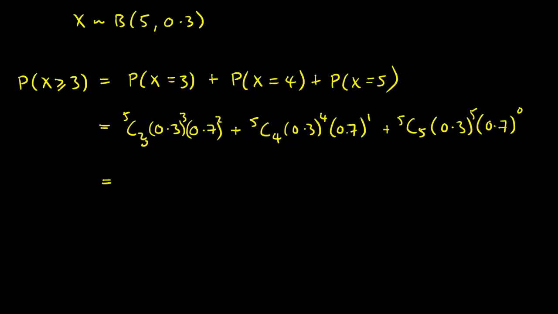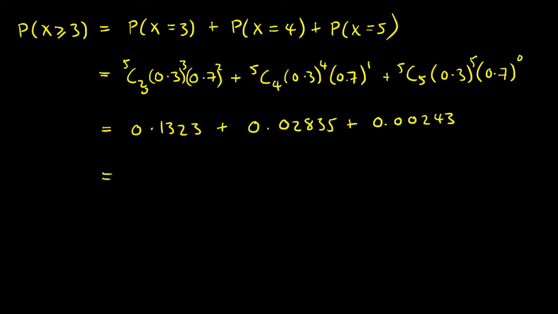So now what we're going to do is just key each of those values into the calculator. So if I key that in, I get 0.1323 and 0.02835 and 0.00243. So I suggest you just do each of those twice and double check your answers. And if we add all those up, we get 0.163.